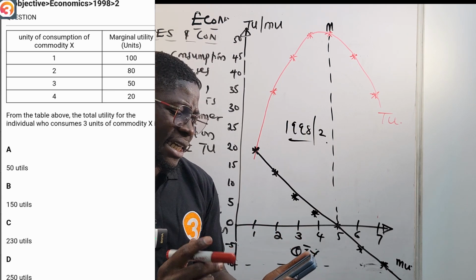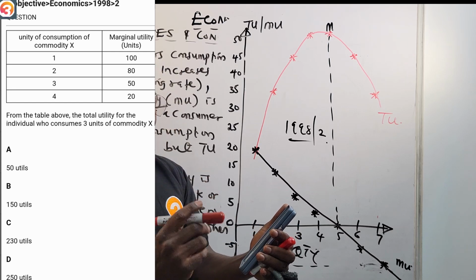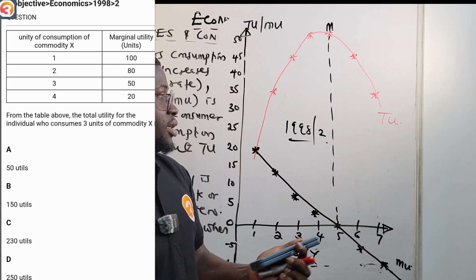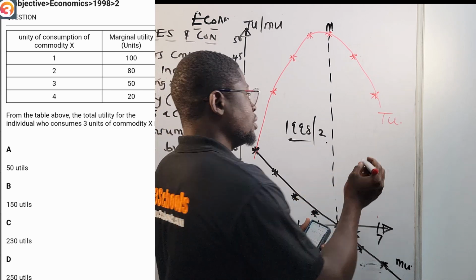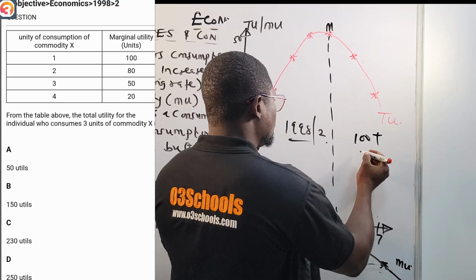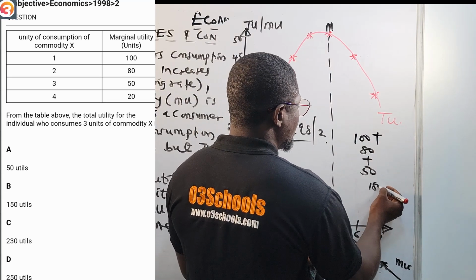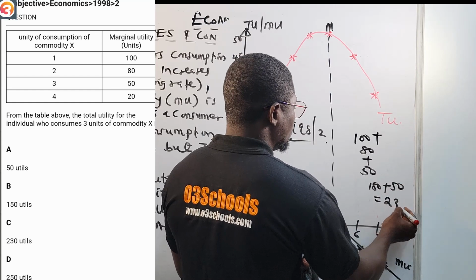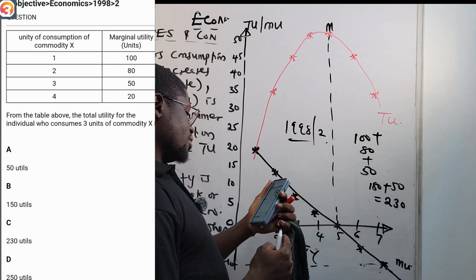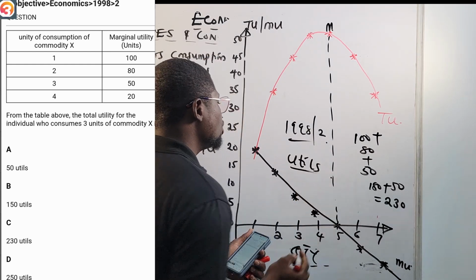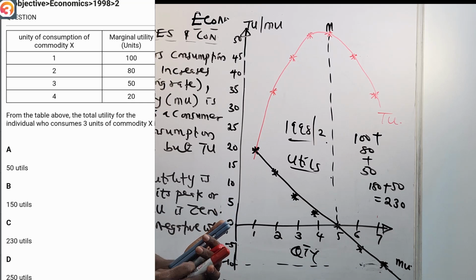So this question is telling us that, for the table above, the total utility for the individual who consumes 3 units of commodity X is what? So we add from 1, 2, and 3. So I'm going to say 100 plus 80 plus 50. 100 plus 80 is 180, plus 50 is 230. Correct answer is option C, 230. The unit is utils. We talked about it in the previous class. Sorry, I'm getting tired.